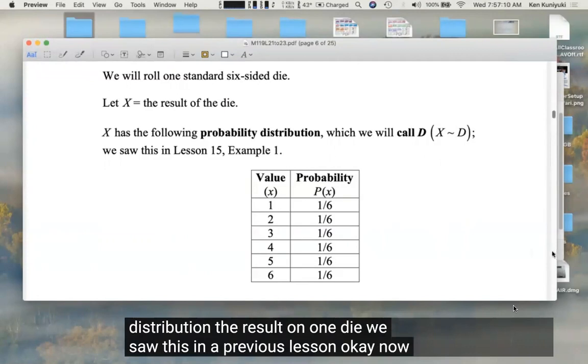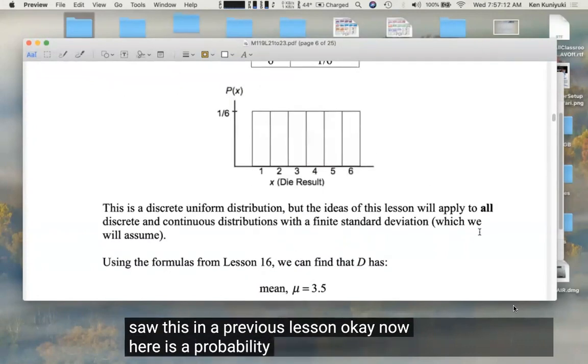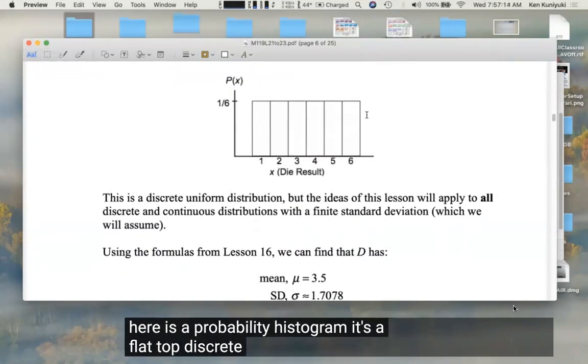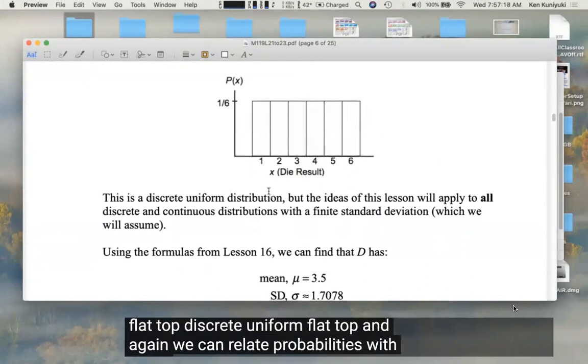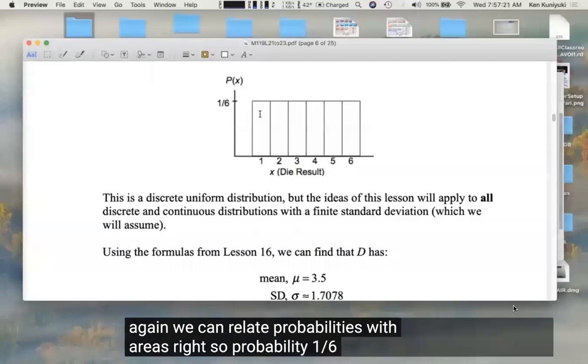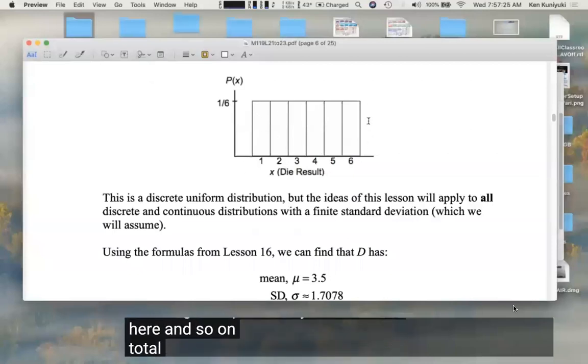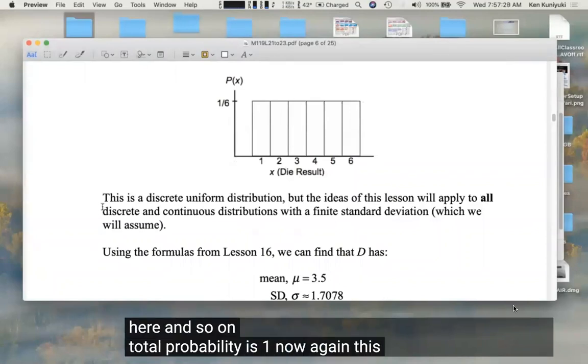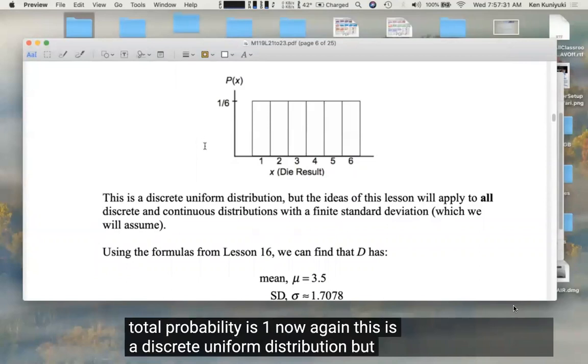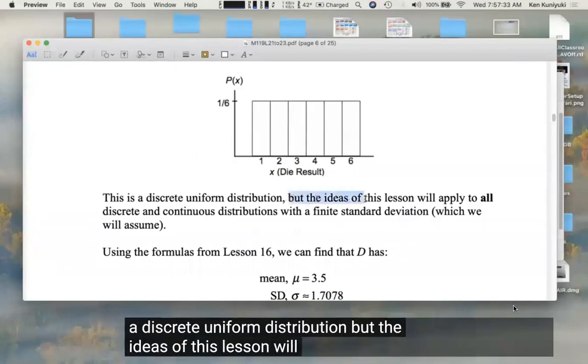Okay, now here is a probability histogram. It's a flat top, discrete uniform, flat top. And again, we can relate probabilities with areas, right? So probability 1/6 here, 1/6 here, and so on. Total probability is 1.